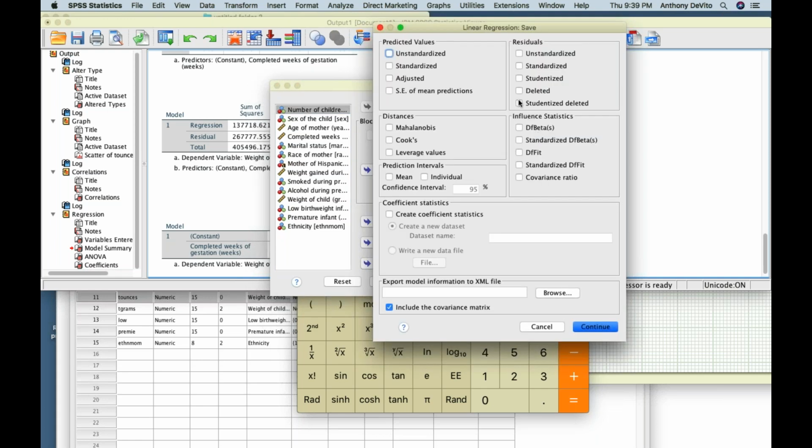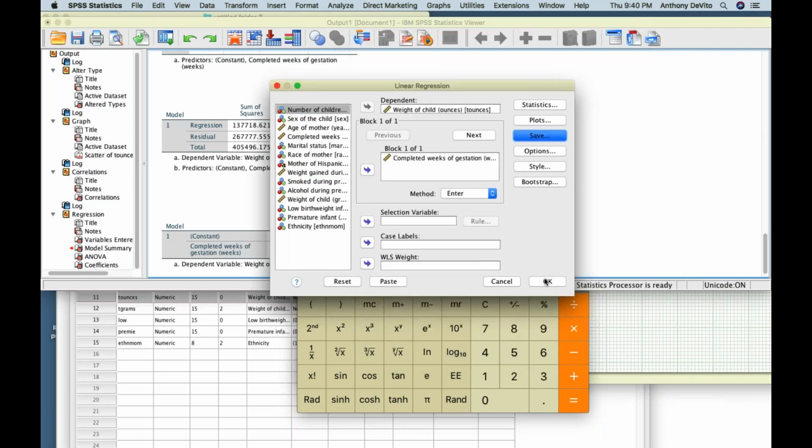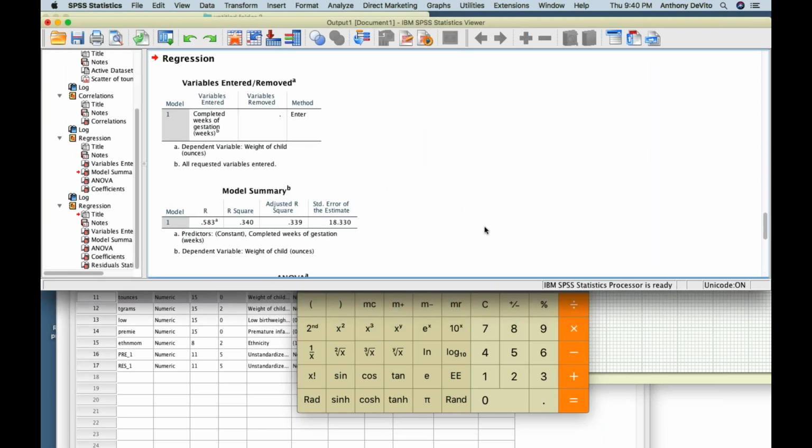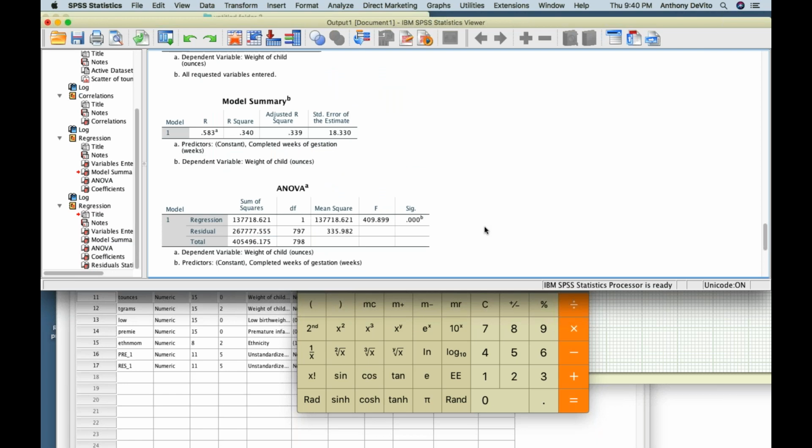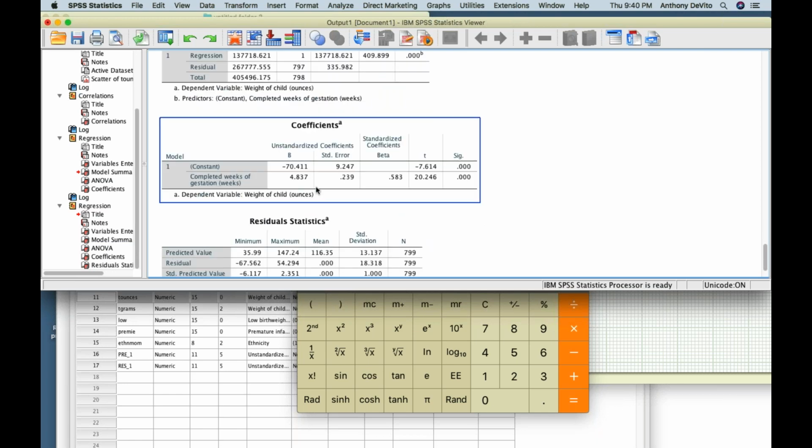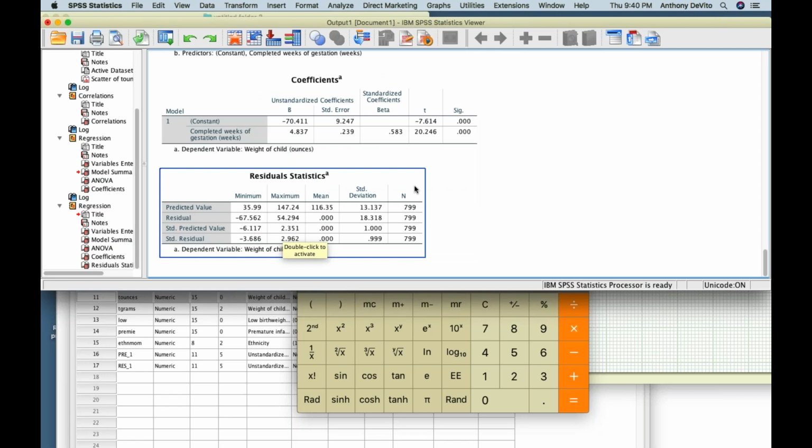Save will permit me to actually have it record the predicted values and the residual values. We're going to take a look at what the residual values are in a moment. So I'm going to ask SPSS to calculate predicted values and residual values. I'm going to click continue, and we're going to see what those are in a second, as soon as this operation completes. Okay, so it went through all of our calculations again, got the same thing, 34%, and so forth. Then we get some residual statistics and so on.